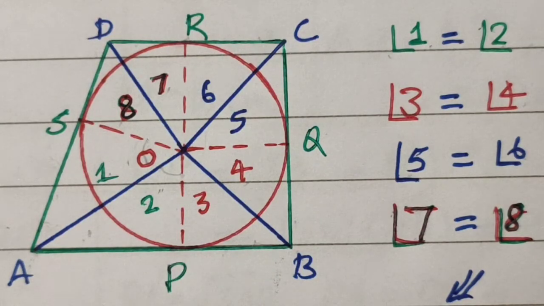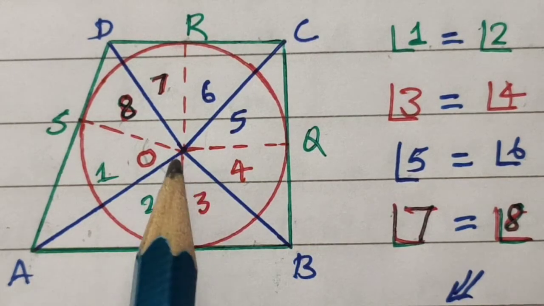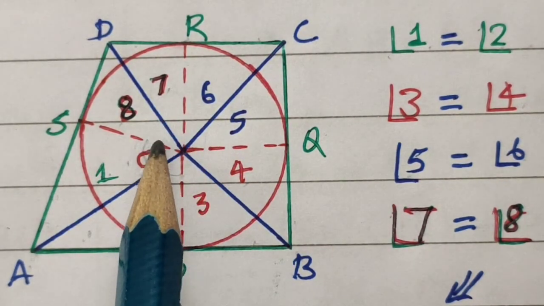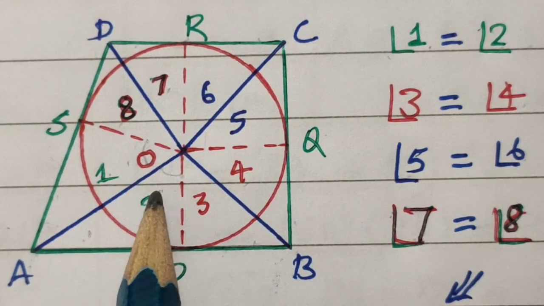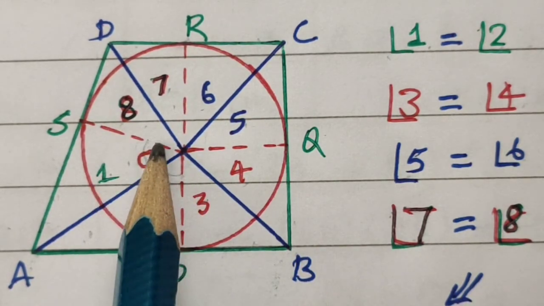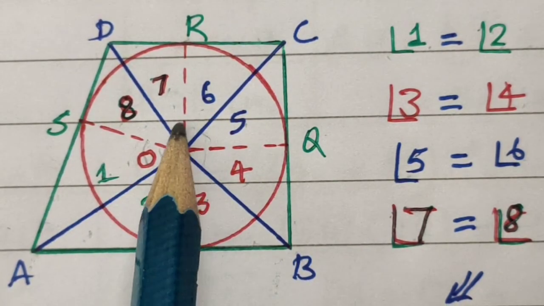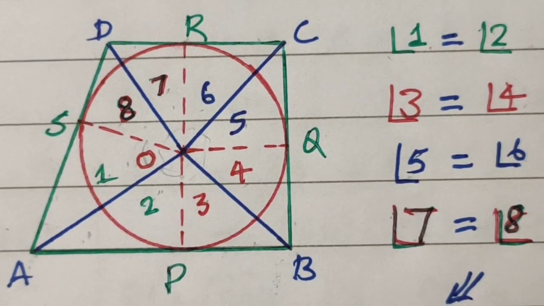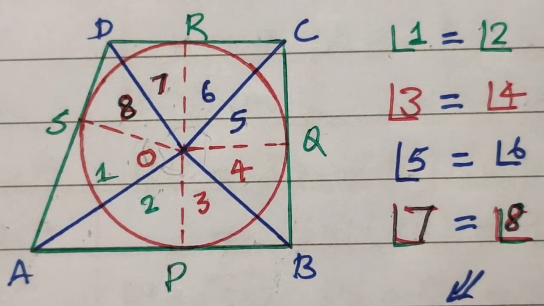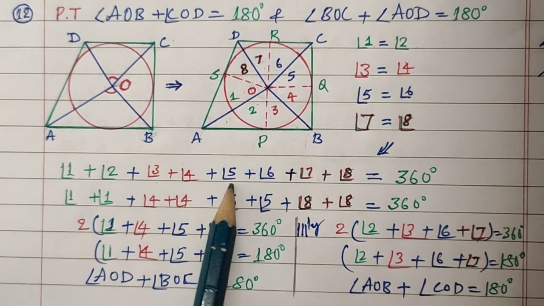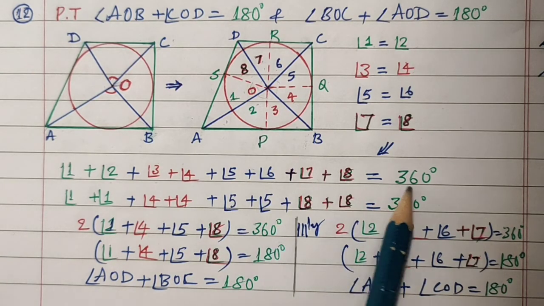And we also know that the sum of all angles around a point is 360 degrees. This is a point, and this angle plus this angle plus all these angles around the point sum to 360 degrees. So let us see: 1 plus 2 plus 3 plus 4 plus 5 plus 6 plus 7 plus 8 is equal to 360.